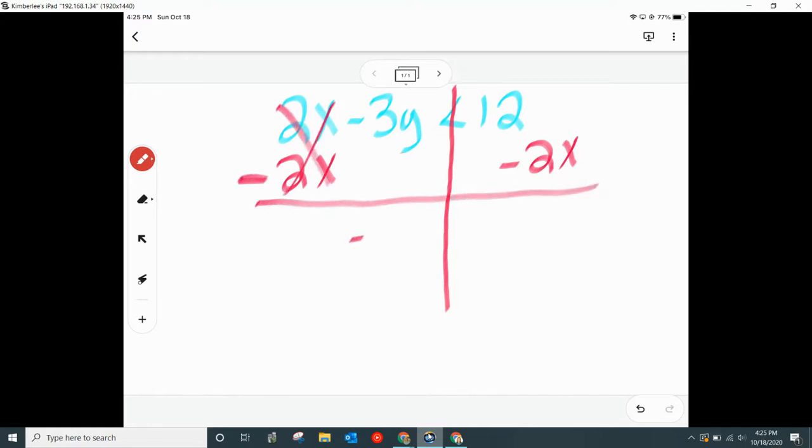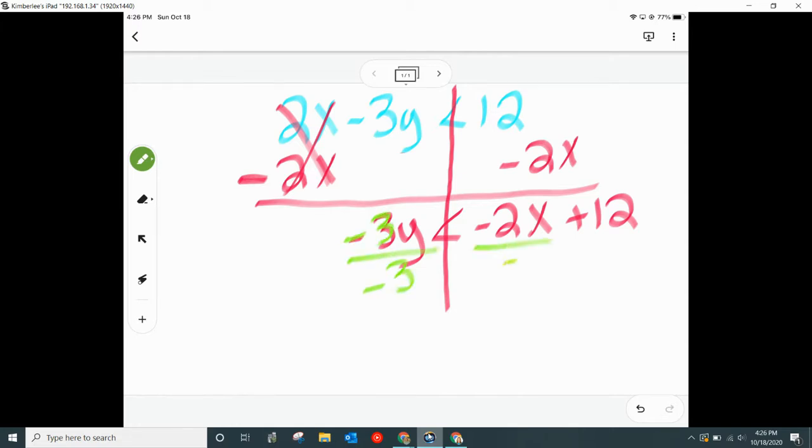So now I'm only left with negative 3y's. I'm going to bring down my symbol. And I look on the other side and I have 12 minus 2x. Those are not like terms, so I'm always just going to write them down. And remember, it doesn't matter which order you write them down in. I'm going to put my x term first. Okay, so now I'm going to come over here and I say, what number is sitting in front of y? It's negative 3. So that's the number I'm going to divide everything by.